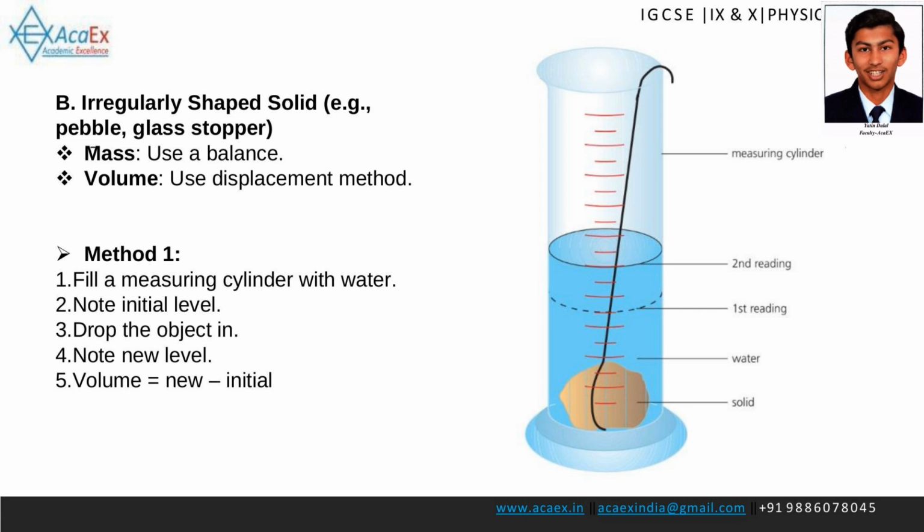For an irregularly shaped solid, like a pebble, first, measure the mass using a balance. Second, measure the volume using the displacement method. Here is method 1. Fill a measuring cylinder with water and note the initial level. Drop the object in and note the new level. The volume of the object is the new level minus the initial level.